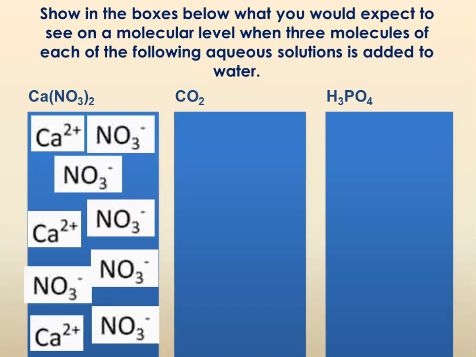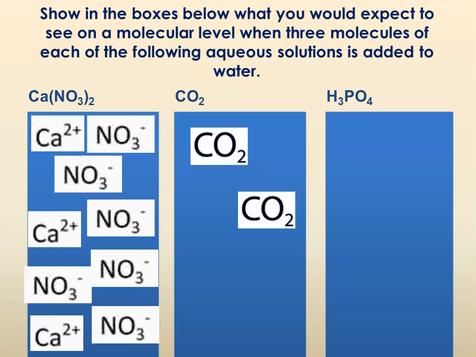With CO2, it's not an ionic compound. It doesn't start with a metal or ammonium. It's not an acid. It doesn't start with H. It doesn't have any NHs in it. So this would be classified as a non-electrolyte. So 1 molecule of CO2 would just give us 1 molecule of CO2. And the same would happen with a second and a third.